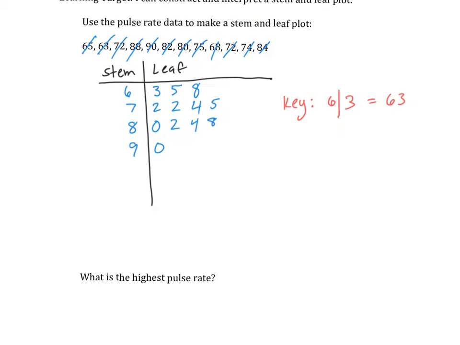Now let's use this stem and leaf plot to answer some questions. What is the highest pulse rate? Well, that's going to be our biggest number, and as you can see in our stem and leaf plot, we go from our 60s all the way up to the 90s, and the 90s are going to be our highest pulse rate. So our highest pulse rate is 90 beats per minute, or BPM.